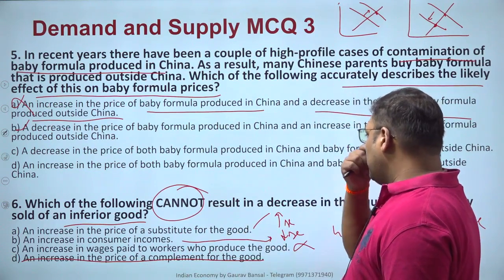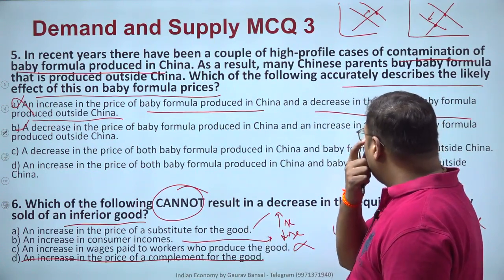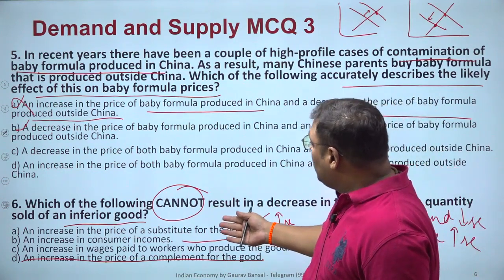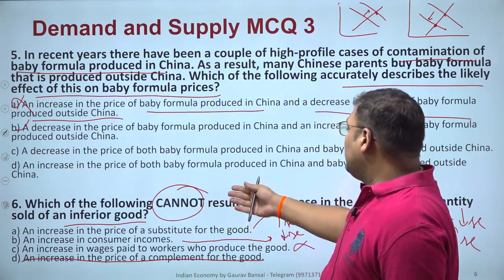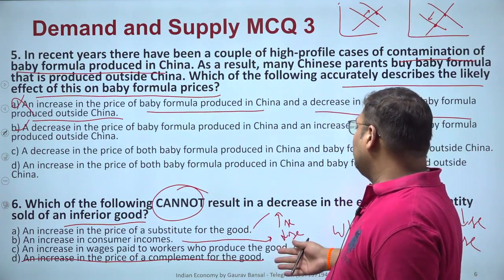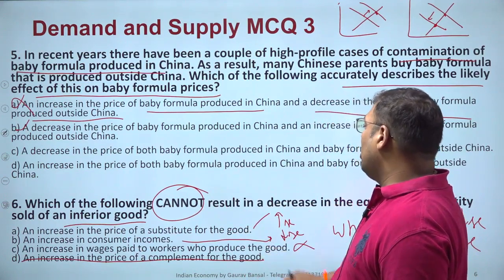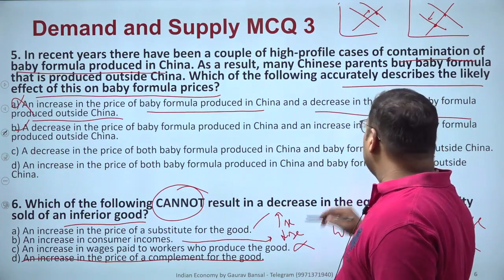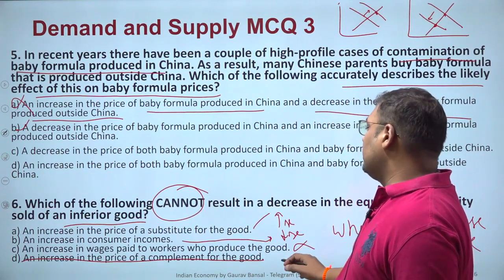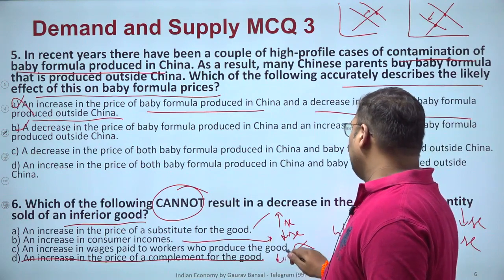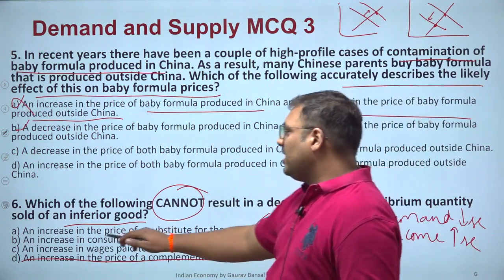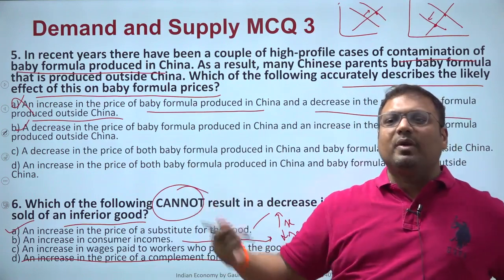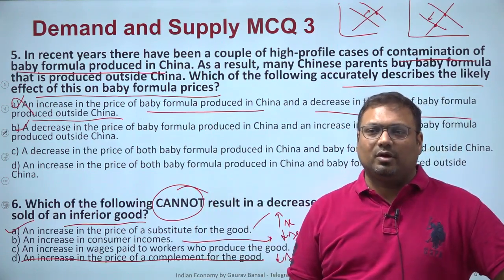Okay, now which of the following cannot result in a decrease? Means there should not be a decrease. So whatever is decreasing is not the option. Which of the following will only lead to increase in the equilibrium quantity? So this will also lead to fall. In this case, answer is A. This will not lead to decrease. This may or may not increase. That is what we are arguing.